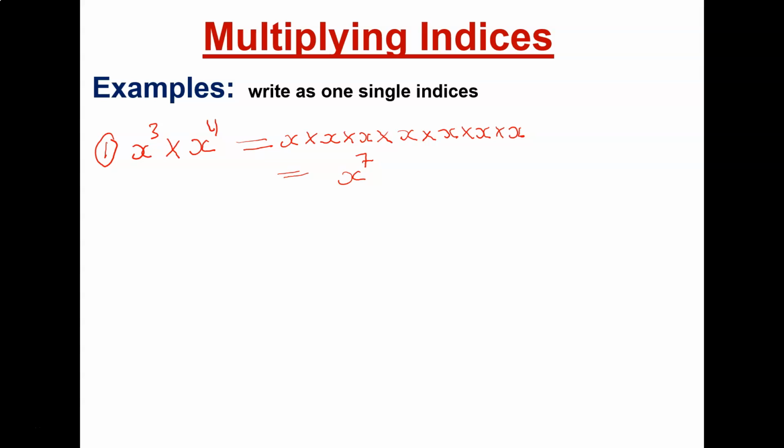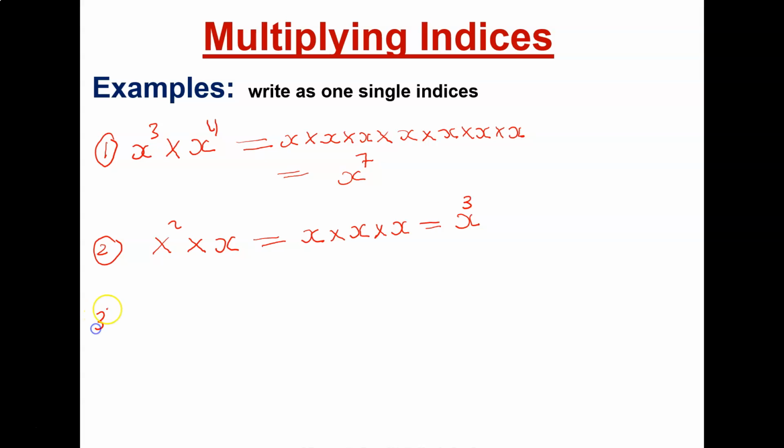Let us take another one now. Let us take x power of 2 times x. Now let us apply the same thing. Let's change into multiplication. So x power of 2 becomes x times x. There's another times, and there's 1 x. Can we change that into indices form? Yes, we've got x, and we've got 3 lots of it.